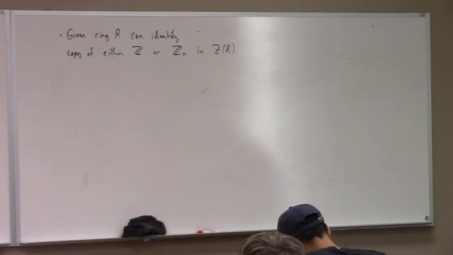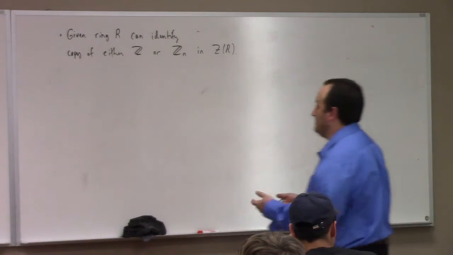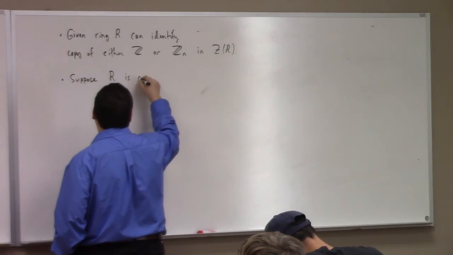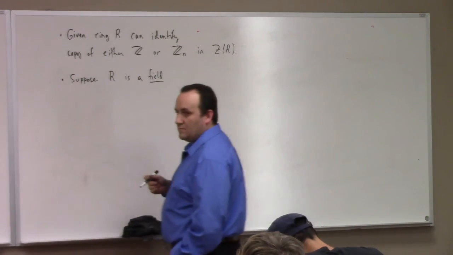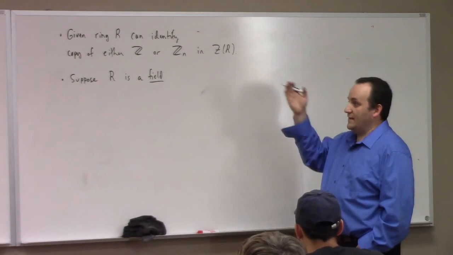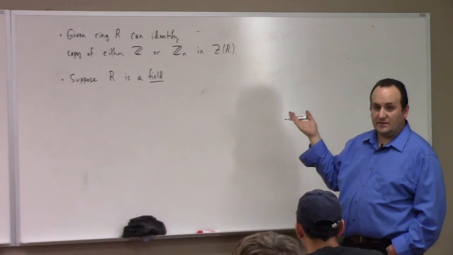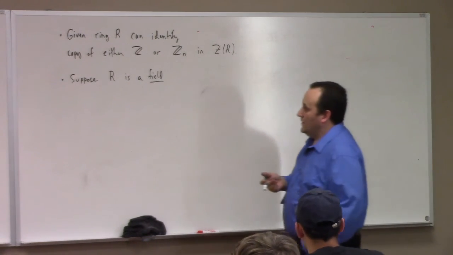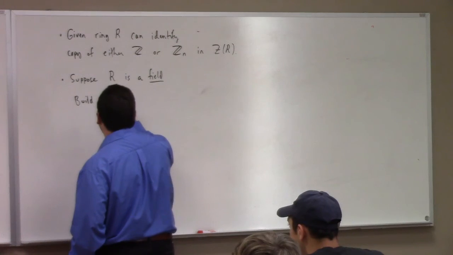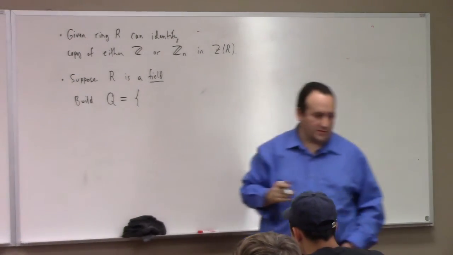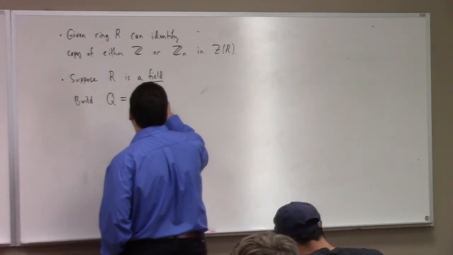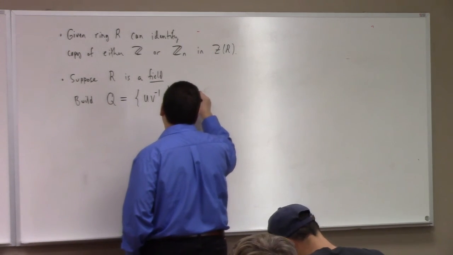So he starts the discussion by saying, suppose R is a field, right? That means that every non-zero thing has a multiplicative inverse, right? And that theorem that we just covered means that there's a copy of something that looks either like the integers or the modular integers in there. So if it's a field, then you can build Q, right? As follows. You can build Q as U times the inverse of V, such that what? Such that U and V are elements of what?